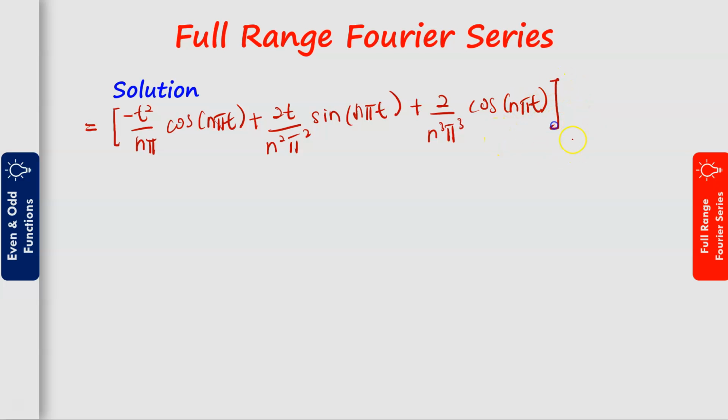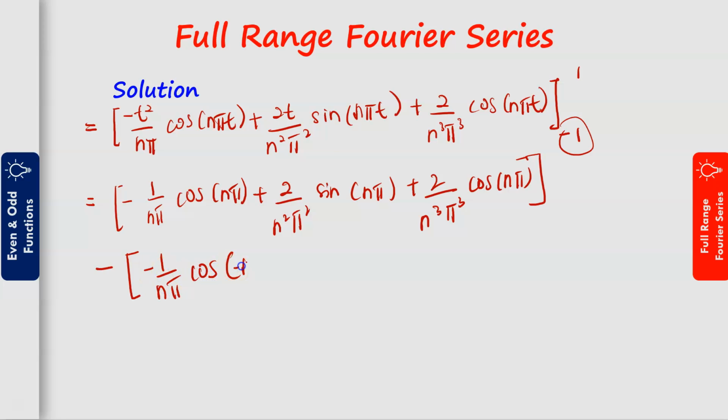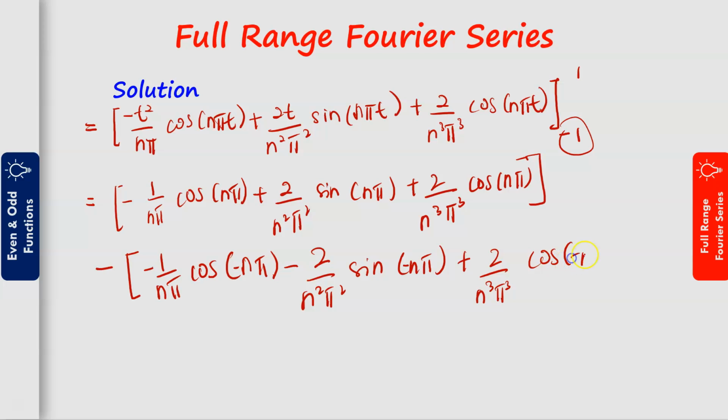And here we know that our limit starts from negative 1 to 1. When we substitute all this, okay, we substitute the upper and the lower limit in our integration, we will have actually this one, the integration of t square sine n pi t dt. So we'll have here negative 1 over n pi cos n pi, and then plus 2 over n square pi square sine n pi plus 2 over n cube pi cube cos n pi. And then for this one, class, substitute with this lower limit so that minus negative 1 over n pi cos negative n pi minus 2 over n square pi square sine negative n pi plus 2 over n to the power of 3 pi to the power of 3 cos negative n pi.